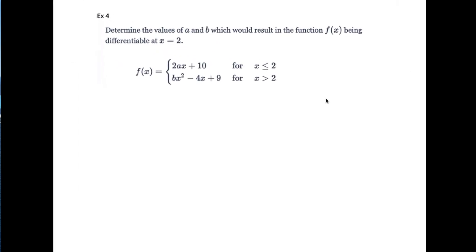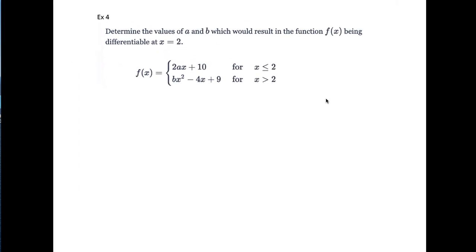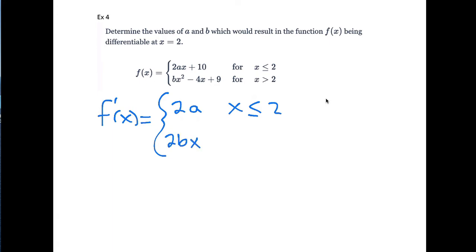Here's the last problem. Then you can do your Delta Math assignment. Find the values of a and b which would make this function differentiable. So let's find the derivative first. So f prime of x would equal 2a for x less than or equal to 2, and 2bx minus 4 for x greater than 2.